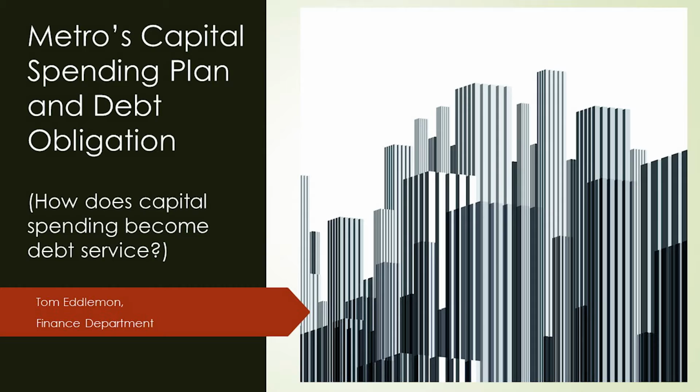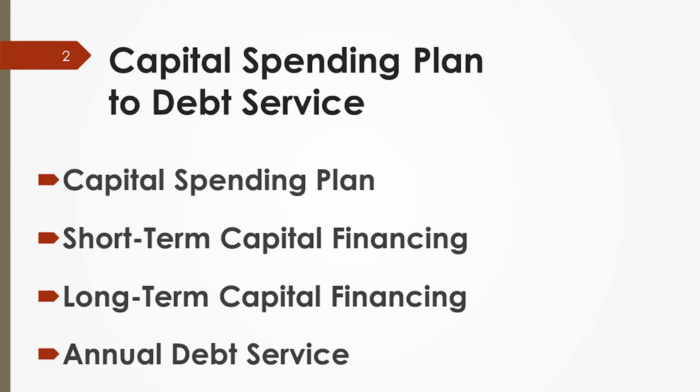The purpose of this presentation is to help explain how projects in a capital spending plan, often referred to as a CSP, ultimately result in debt service payments from Metro's operating budget. I will spend the next few minutes discussing what a capital spending plan is, how projects within the plan are initially financed, the long-term financing of those projects, and the annual debt service payments required.